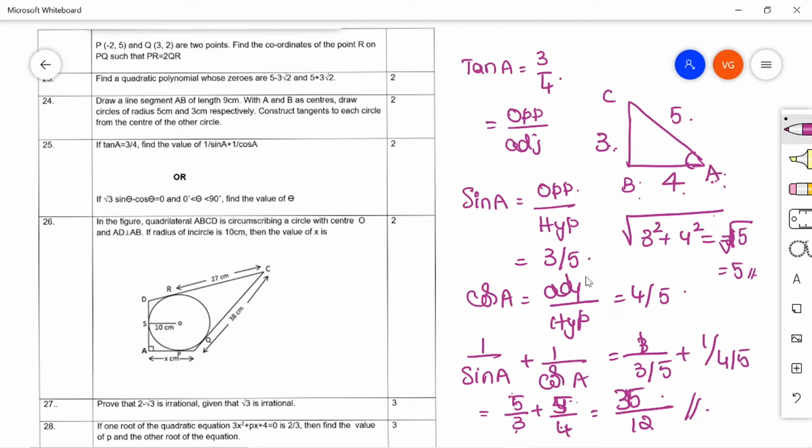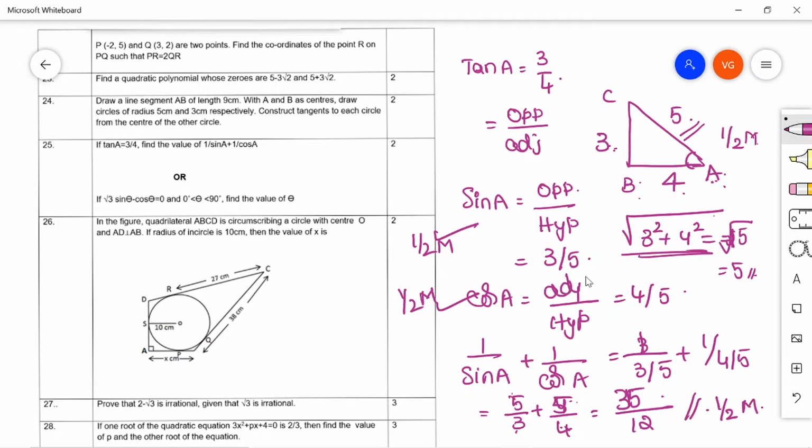So coming to the marking criteria, on finding the hypotenuse, you will get half mark. Finding sin A, half mark, cos A, half mark, and finding the final answer, another half mark.